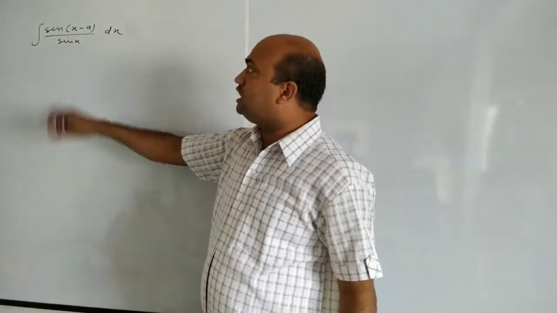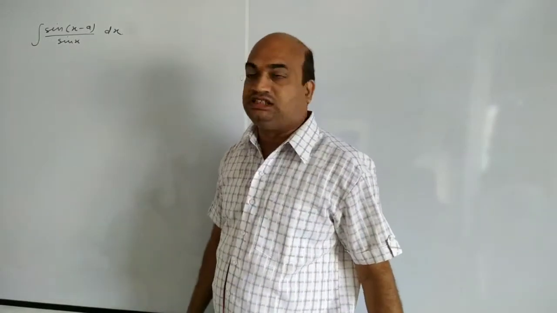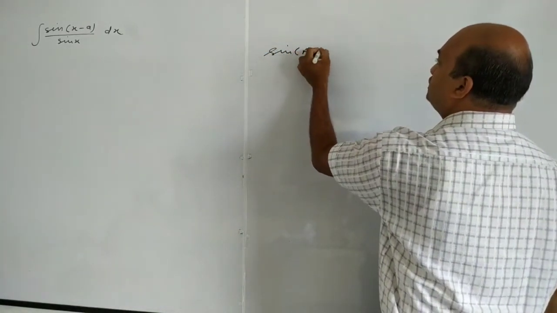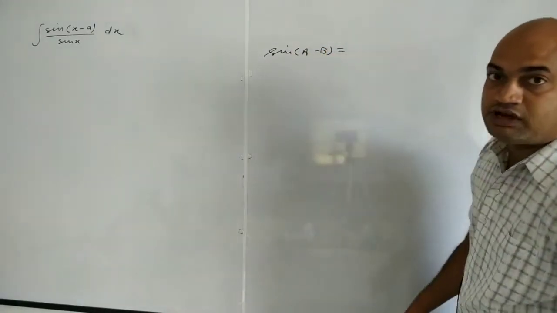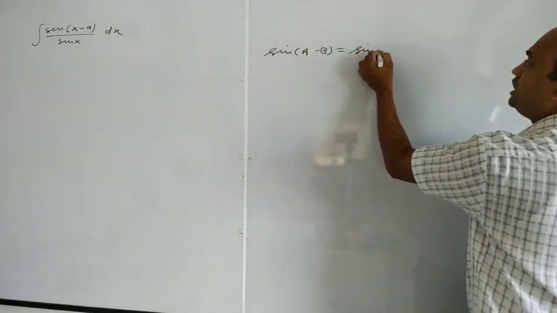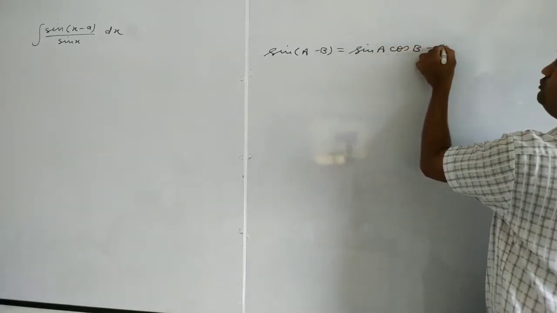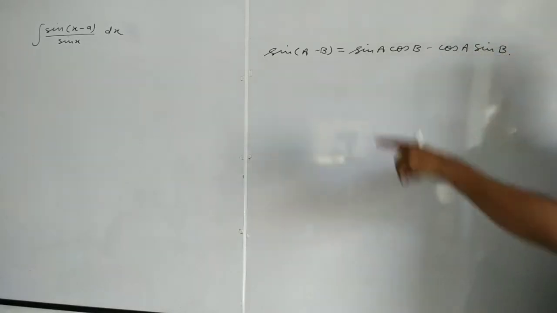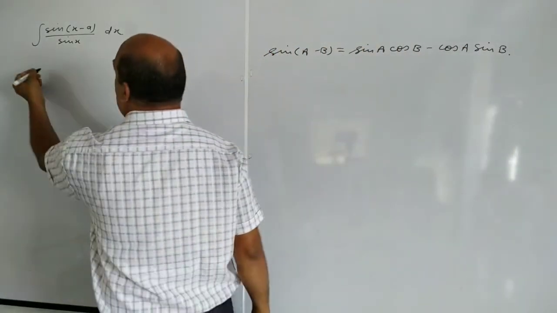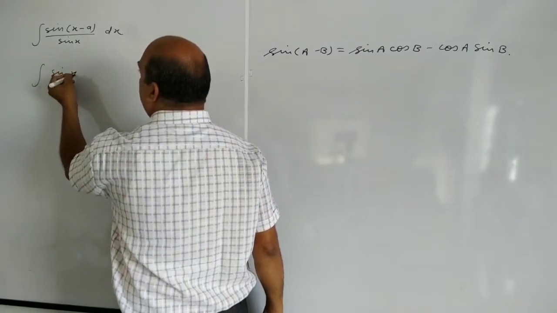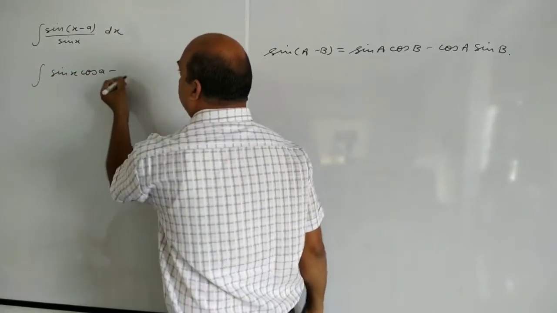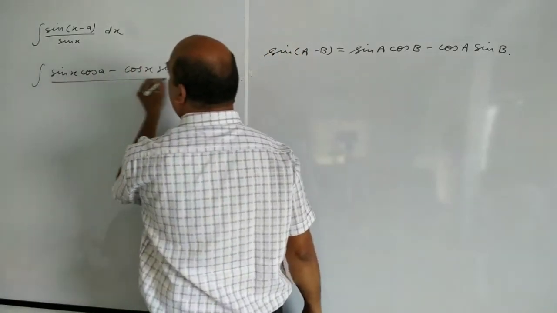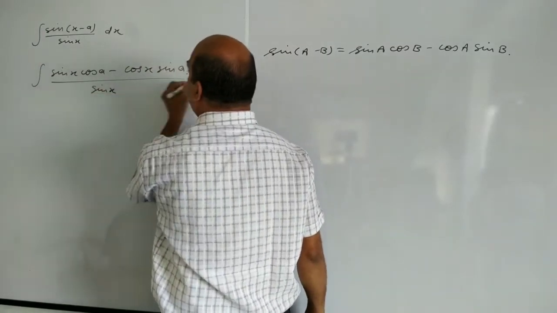Question is integration of sin(x minus a) upon sin x dx. To solve it, we apply the formula of sin(a minus b) in the numerator. The formula of sin(a minus b) is sin a cos b minus cos a sin b. This formula we apply here in the numerator. It will be integration of sin x cos a minus cos x sin a, and the denominator sin x we write same.